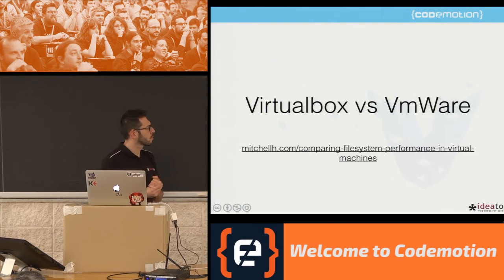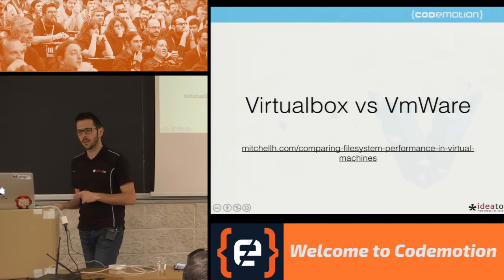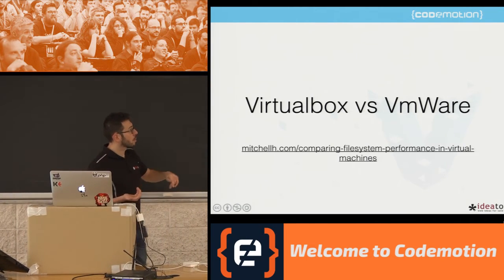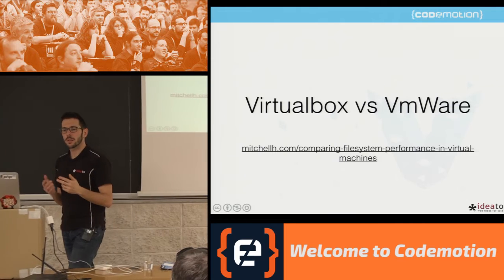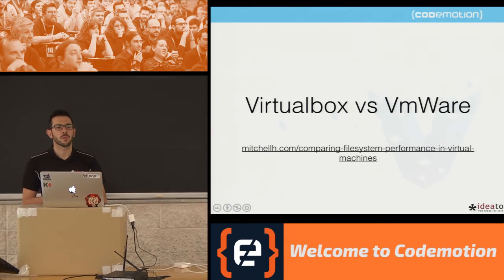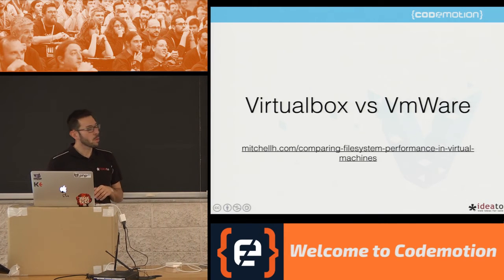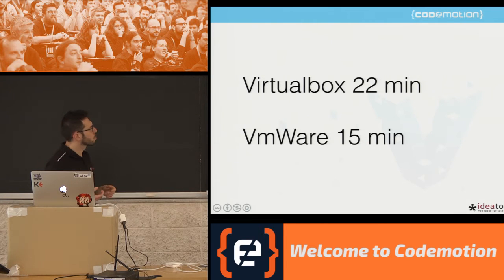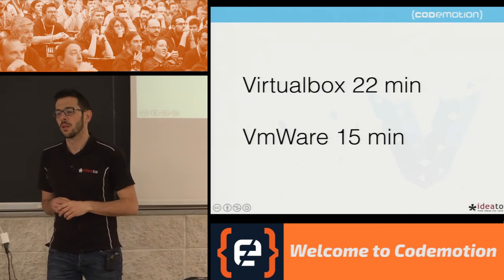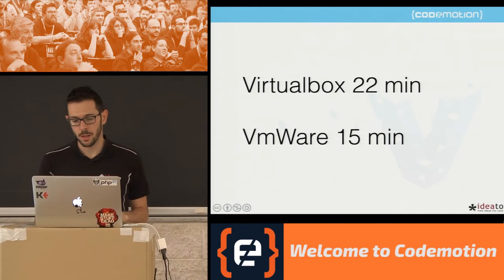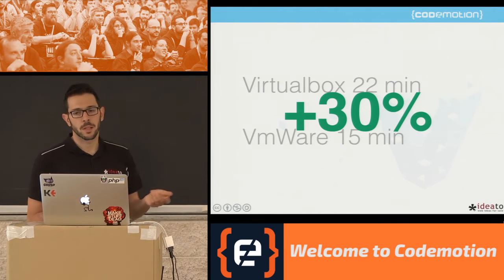The first thing was to try to understand if one provider was better than another. There is a really good post about that by Michele Orselli, the creator of Vagrant, where he compares the performance of file systems in different virtual machines. It turned out that in some of our projects, a 22 minute build on VirtualBox became a 15 minute build on VMware, which is basically doing nothing more than switching the provider. We got a 30% improvement.